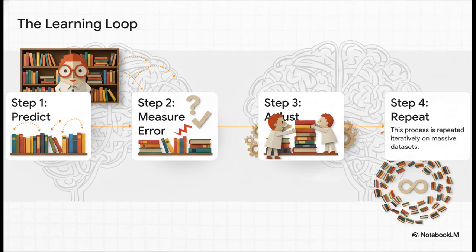Step 3, they see if they were right. If their guess was helpful, great. If not, that's an error. And then, here's the most important part, step 4, they adjust. They literally nudge the books that are used together just a little bit closer on the shelves. And this isn't a one-time thing. They do this again and again and again, millions, sometimes billions of times.